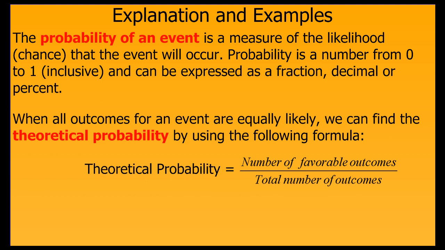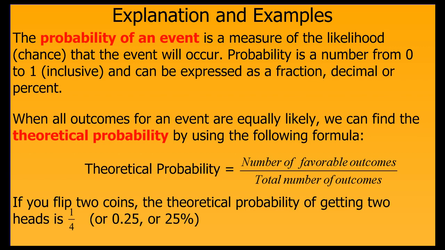When all outcomes for an event are equally likely, we can find the theoretical probability by using the following formula. Theoretical probability equals the number of favorable outcomes divided by the total number of outcomes. So if you flip two coins, the theoretical probability of getting two heads is 1/4, or 0.25, or 25%, however you want to write it.